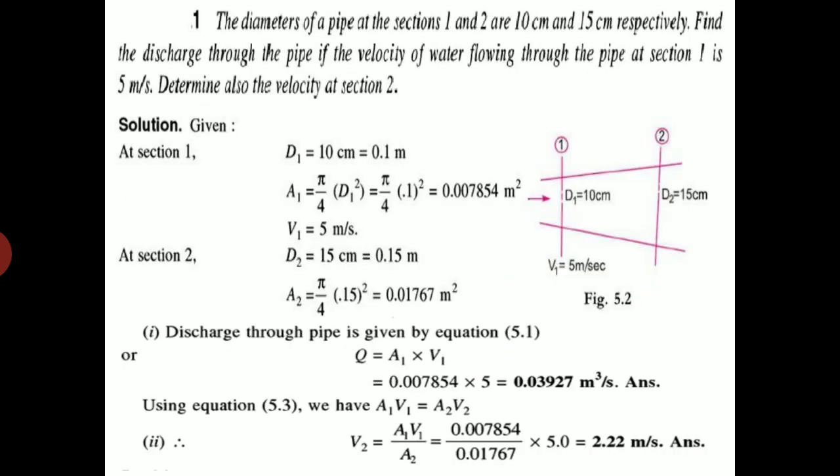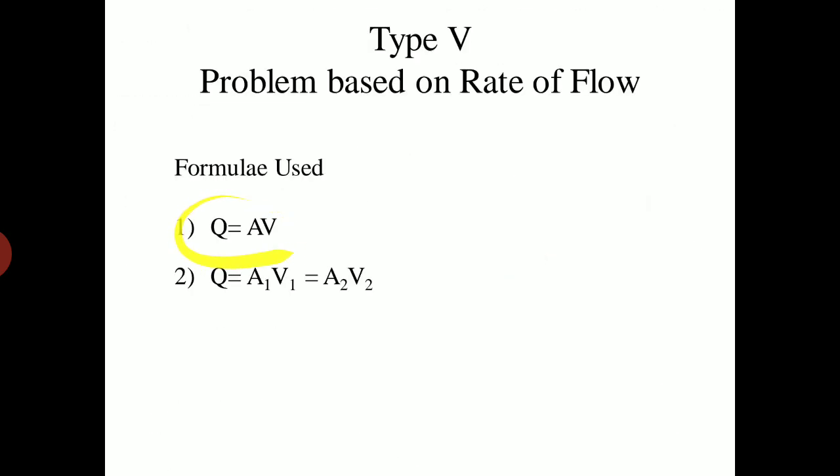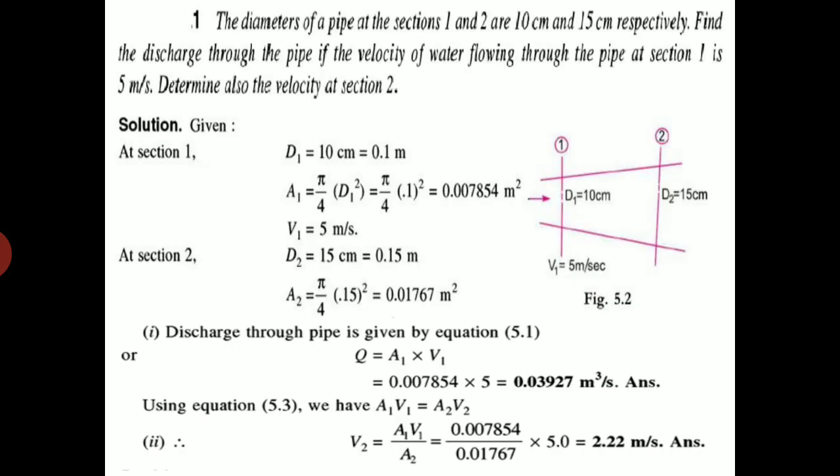We have seen how to calculate the discharge. We can calculate it with the formula Q is equal to A into V. Let us see what data is given to us. At section 1, the diameter is given and the velocity is also given. At section 2, only the diameter is given and no velocity. For calculating the discharge we need both area as well as velocity. At section 1 we have both, so we can calculate the discharge at this section.